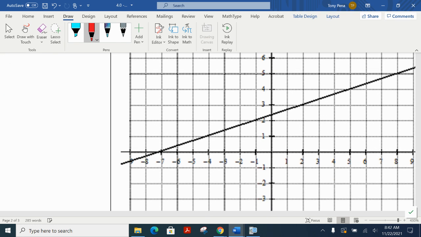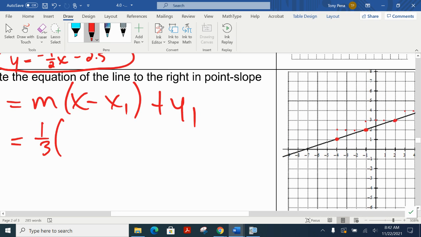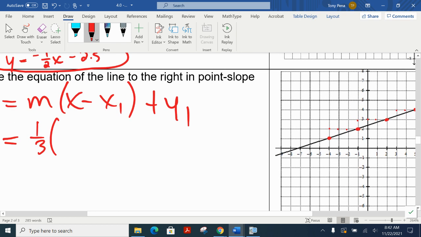If we look at this, if I make this nice and big, if I pick this point here, I go up 1, then right 1, 2, 3, up 1, 1, 2, 3, up 1, 1, 2, 3. All right, so that's our slope, 1/3. And then what point did you pick? Just tell me the point.